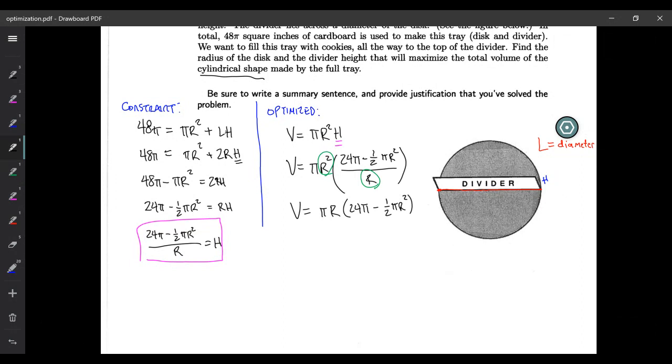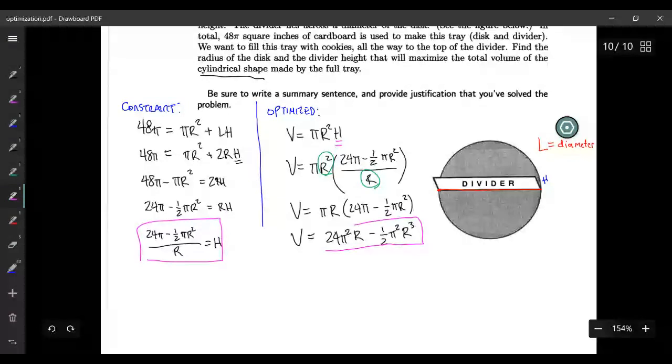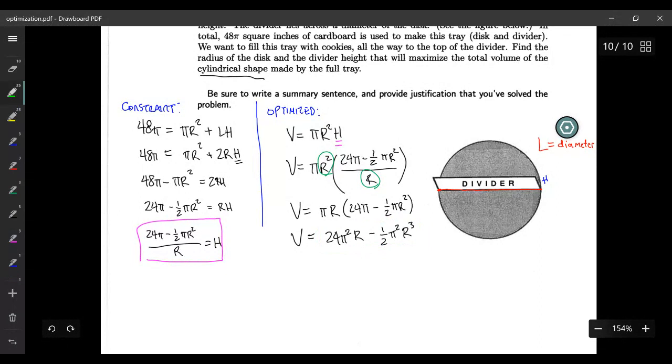So now if I distribute this out, I'm going to get 24 pi squared r minus 1/2 pi squared r cubed. So this is now a function in terms of one variable. That's the first thing I'm looking for. The next thing is we want to find a relevant domain. So use the constraint.